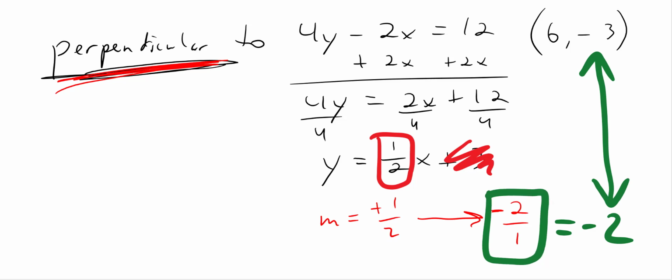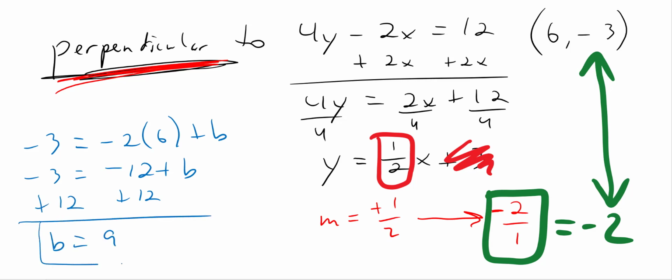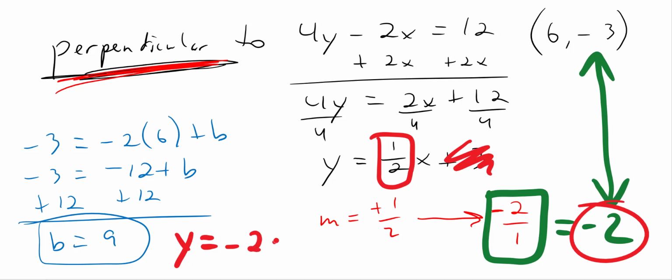So we do that. It's y equals mx plus b. So negative 3 is equal to negative 12 plus b. Add 12. b is equal to 9. Okay, so your final answer is, drum roll please, y equals, again, here's your new slope, negative 2x plus 9.